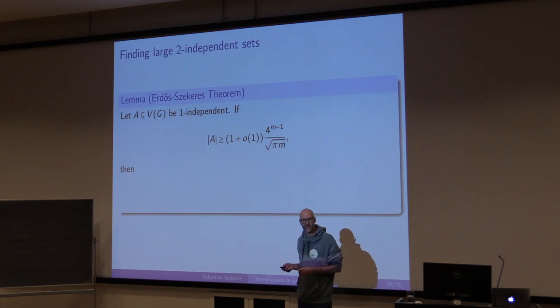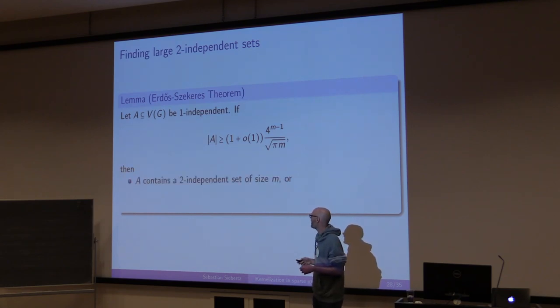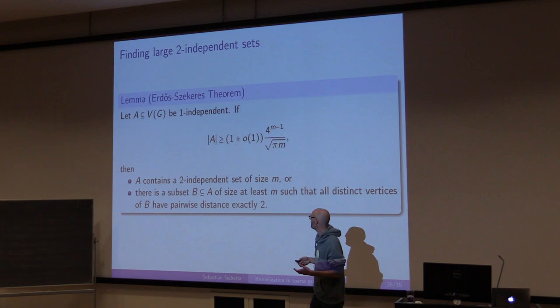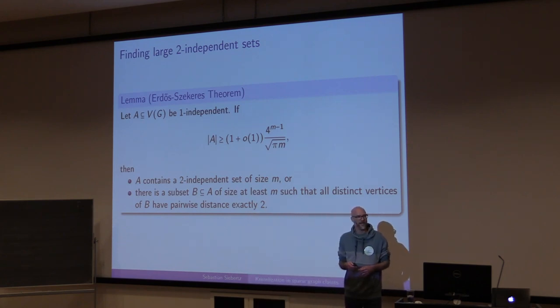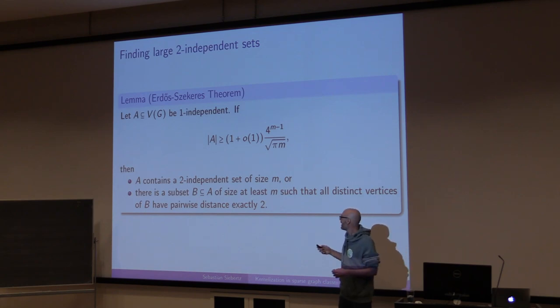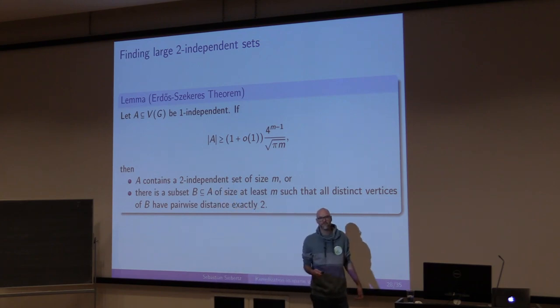If we have one independent set which is large, but exponentially large, and this is the problem here, then we will find either a 2-independent set of size m, which would be a very nice object, or a subset of vertices so that all vertices have pairwise distance exactly 2. We are looking for those 2-independent sets. So let's assume we don't have them and we are in this situation.